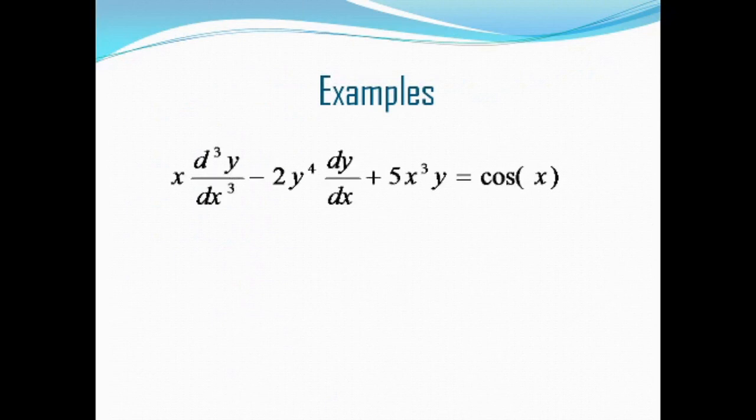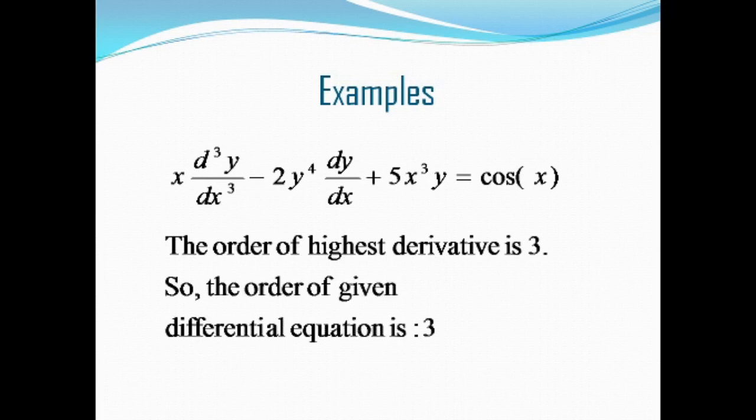Okay, so here is our first example. You can see that in this equation we have two derivatives, dy by dx and d3y by dx cube. So first we need to check what is the highest order of a derivative involved in the equation. So the highest order is 3 in this case. So we can say that the order of this differential equation will be 3.